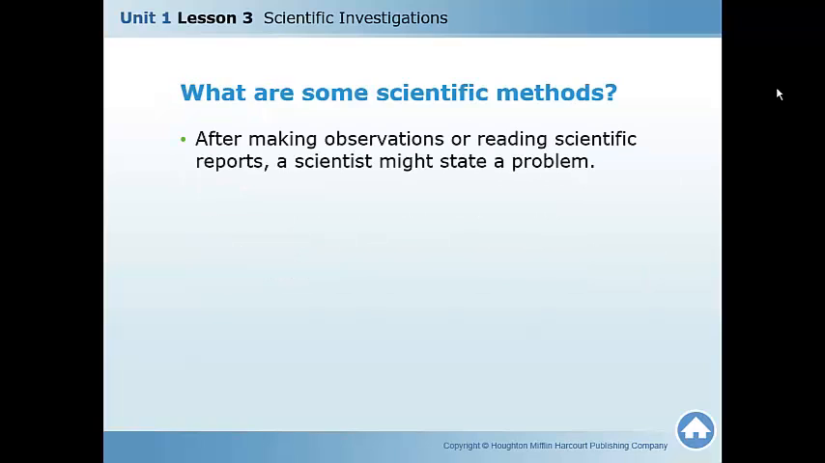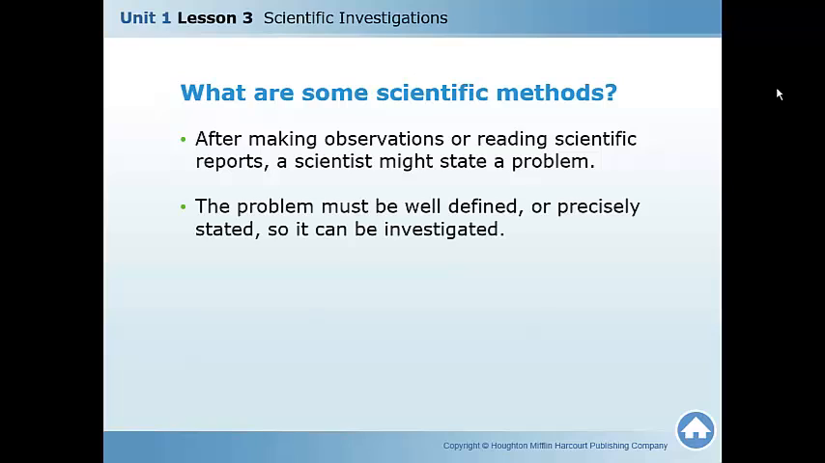After making an observation or reading a report, a scientist might then state a problem. The problem will be well defined or precisely stated, so it can actually be investigated. For our purposes, we're going to use the steps of the scientific method. We're first going to start with our problem, although, back to the first bullet point here, your problem might be coming from an observation that you made.